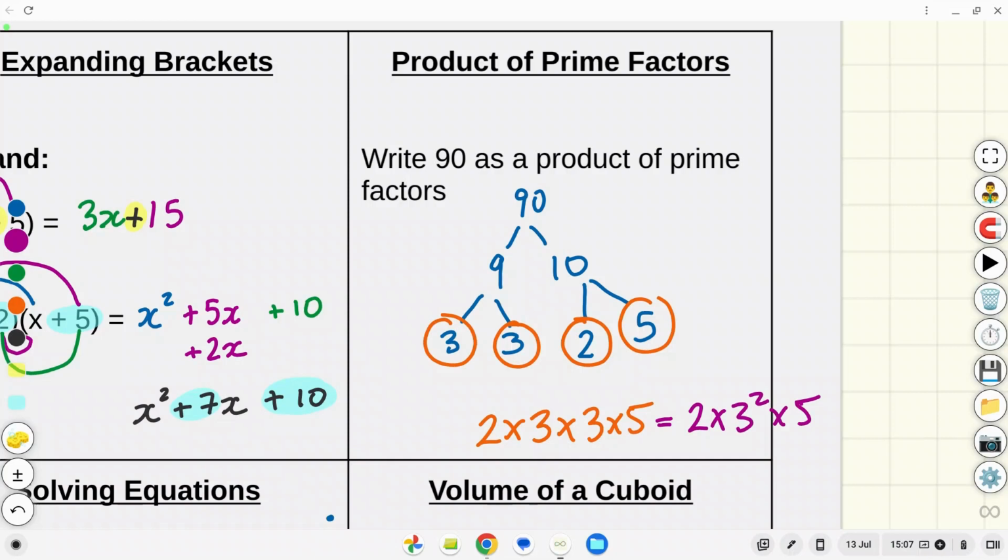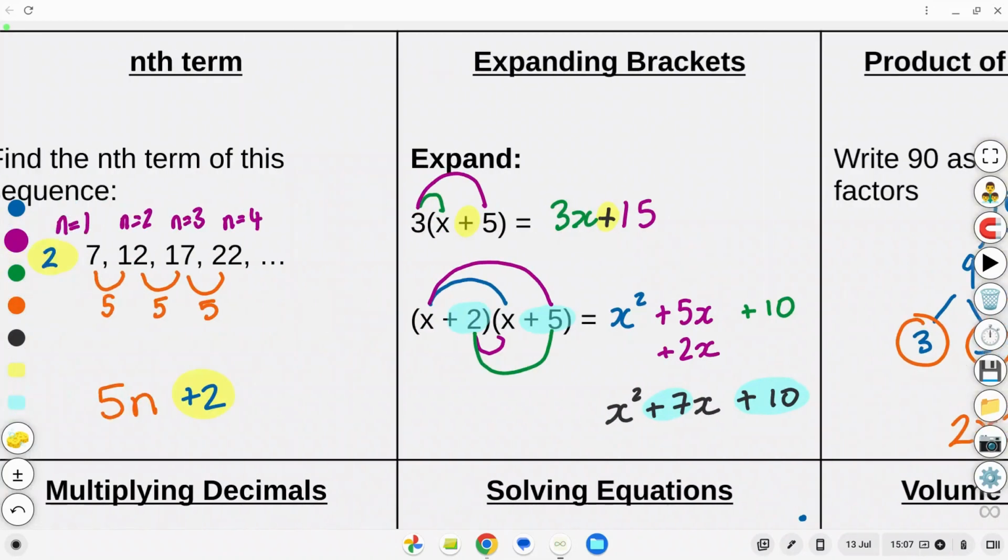There are uses for it. You can use it to find the highest common factor and lowest common multiple. But you can just in the exam be asked just to do that.